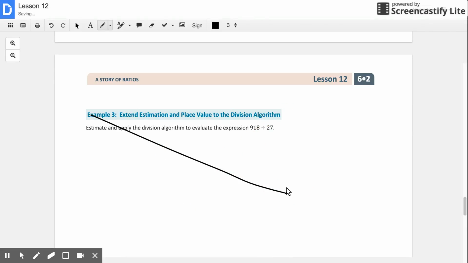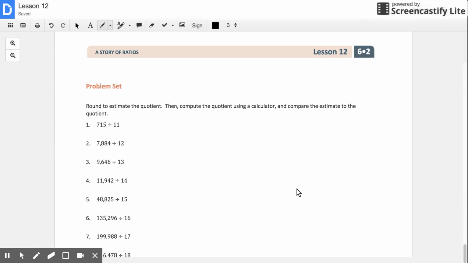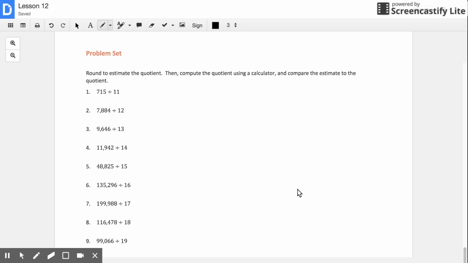Yay. And so on your own, let's take a look at this. We're going to be doing the same thing. So we would round to estimate the quotient and then use a calculator to compare. So when we're comparing, let's think about, was our answer close or not close? And there's really no right or wrong.